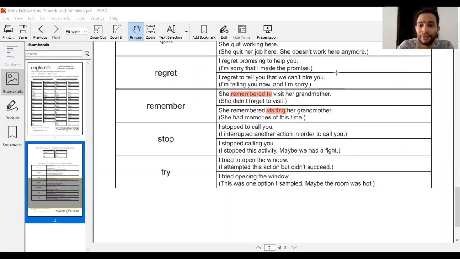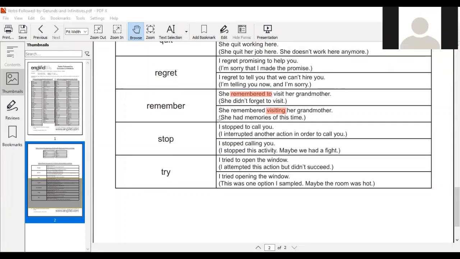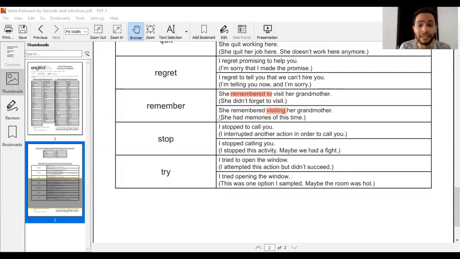Exacto. Con regret le acabo de decir que ing tiene un sentido en pasado. Y con regret también te dije que con el ing tiene un sentido en pasado. Y les dije aquí la traducción que era haber hecho. Entonces, ¿cómo sería aquí la traducción? Recuerda haber visitado a su abuela. Excelente, mi Cynthia. So she remembered visiting her grandmother tiene ese sentido. Ella recuerda haber visitado a su abuela.